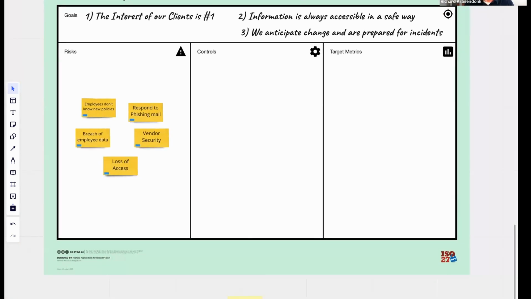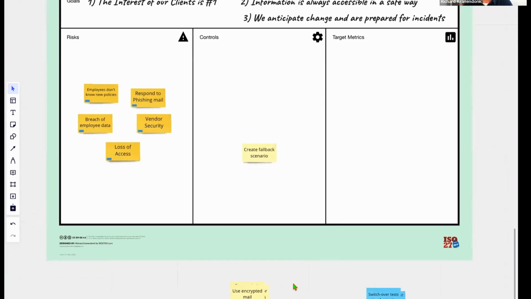And we are going to look at solutions. So create a fallback scenario. That's a solution to the loss of access because of the move to SSO. In cooking shows, they say, here's one I prepared earlier. So that's the case in this example.